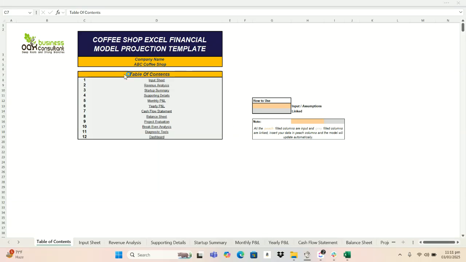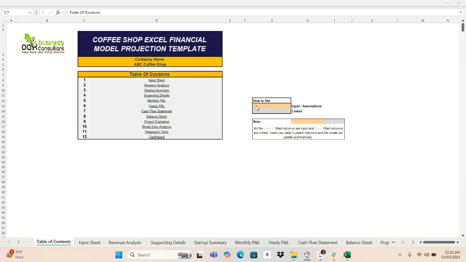Today we are going to discuss Coffee Shop Excel Financial Model Projection Template. Here you can see the table of contents. We have input sheet, revenue analysis, startup summary, supporting details, monthly profit and loss, yearly profit and loss, cash flow statement, balance sheet, project evaluation, break-even analysis, diagnostic tools, and a dashboard.